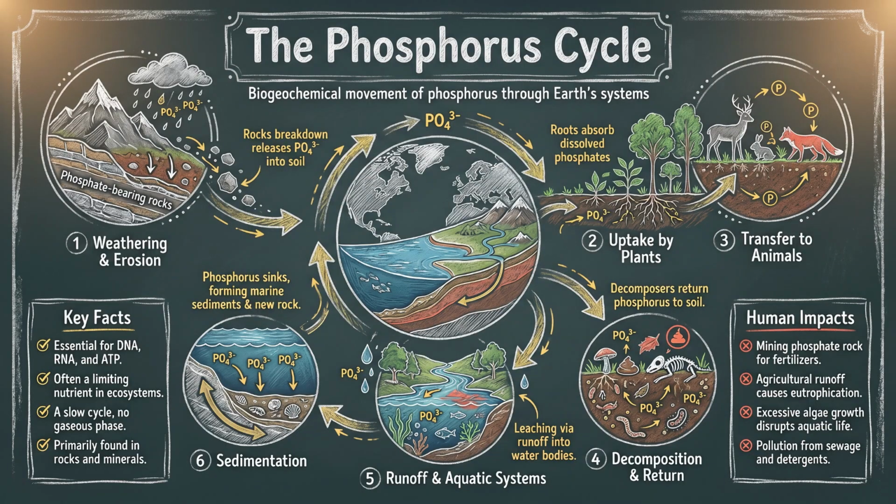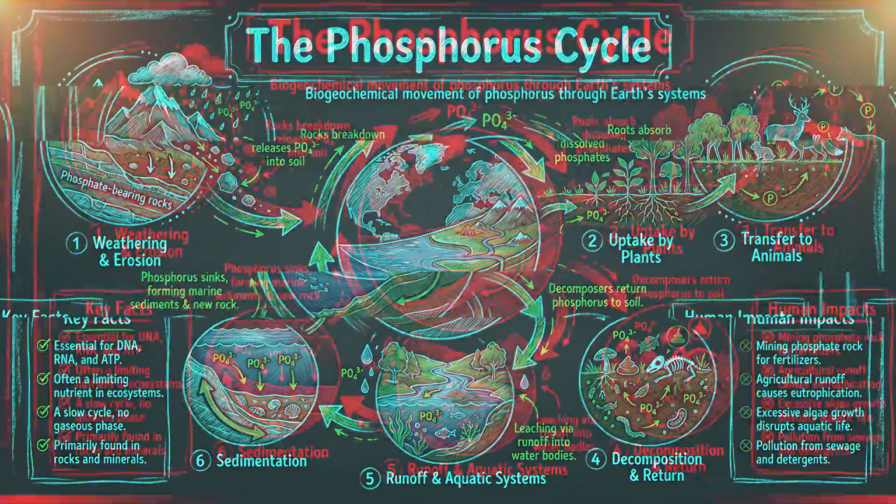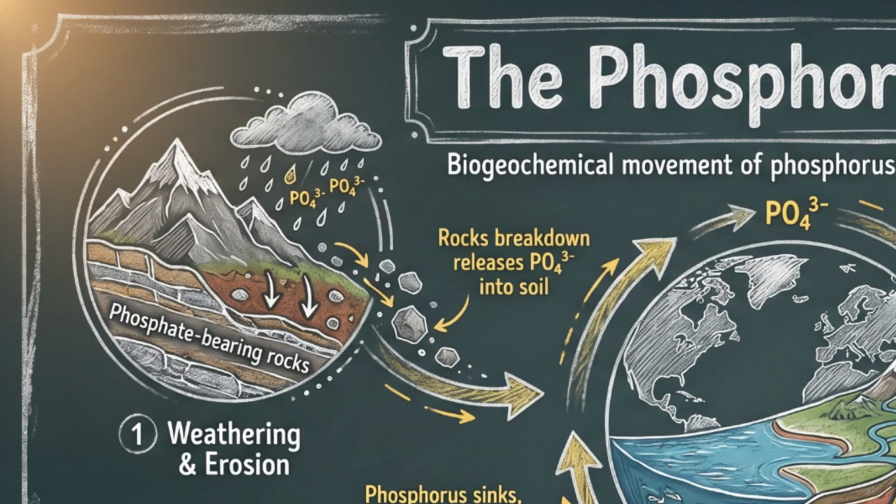The phosphorus cycle connects rocks, soil, living organisms, and water bodies in a continuous loop. We'll go through each major stage clockwise. Stage 1. Weathering and erosion. Phosphorus starts in rocks, mainly as phosphate minerals. Rain, wind, and chemical weathering break down these rocks and release soluble phosphate ions into the soil. This is the primary source of phosphorus for terrestrial ecosystems.